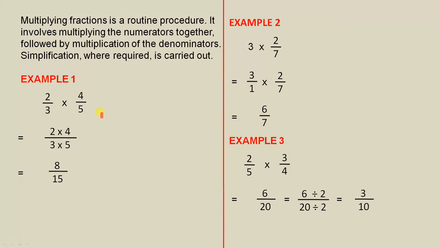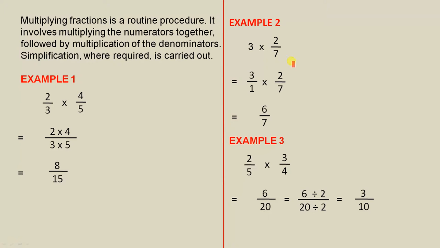Example 1. 2 over 3 times 4 over 5. If we multiply the two numerators together, we get 2 times 4. If we multiply the two denominators together, we get 3 times 5, which is there. 2 4s are 8, 3 5s are 15, so the answer is 8 over 15.